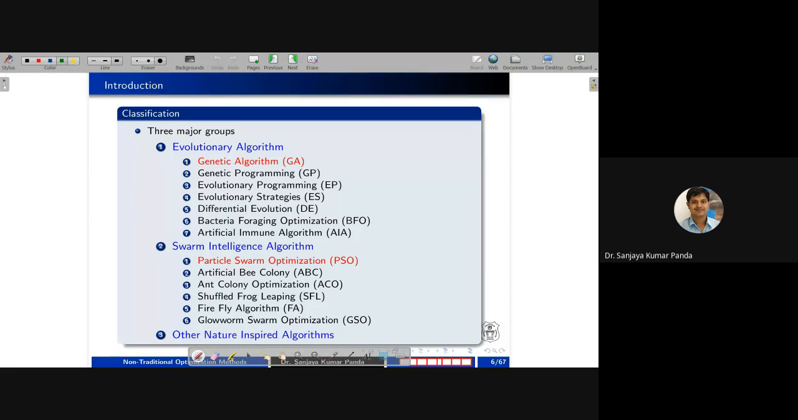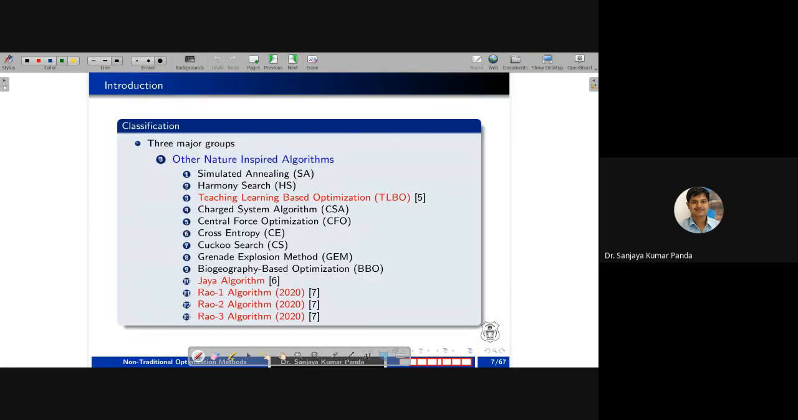There is another type of algorithm which is available, called nature inspired algorithms. You will see some of the latest developments in this group, like teaching learning based optimization, which is based upon classroom teaching, and the Jaya algorithm, which is an advancement over teaching learning based optimization. If you go for teaching learning based optimization, you may find two different phases, but when you go for the Jaya algorithm, you will find both phases are merged into a single phase.